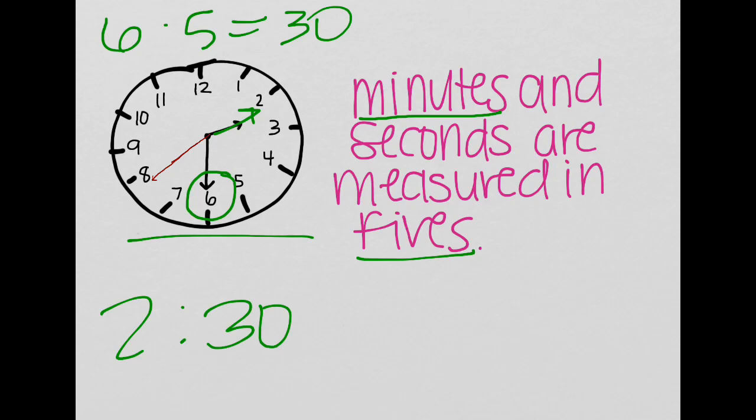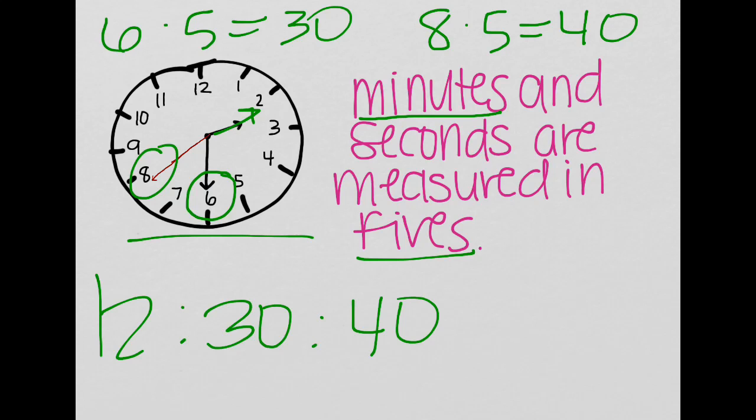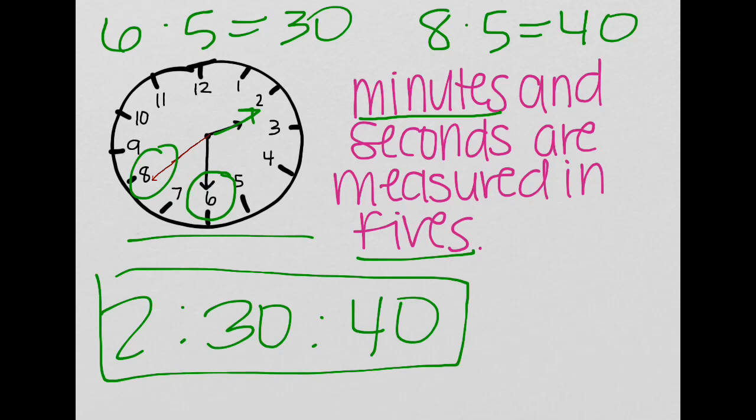And then let's figure out how many seconds have passed. Remember again, it isn't 8 seconds that have passed, it's 8 times 5, or 40 seconds that have passed. So the time that this analog clock is showing is 2:30:40, or 2 hours, 30 minutes, and 40 seconds.